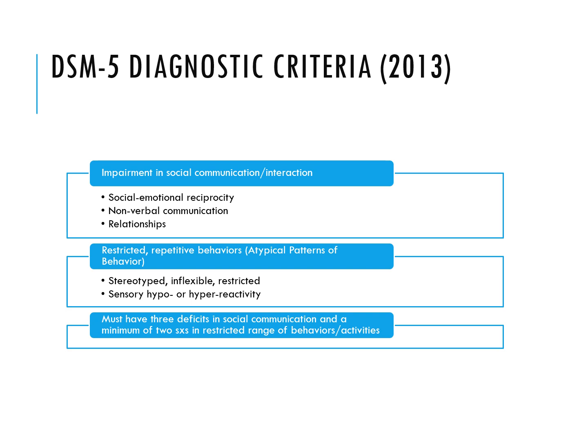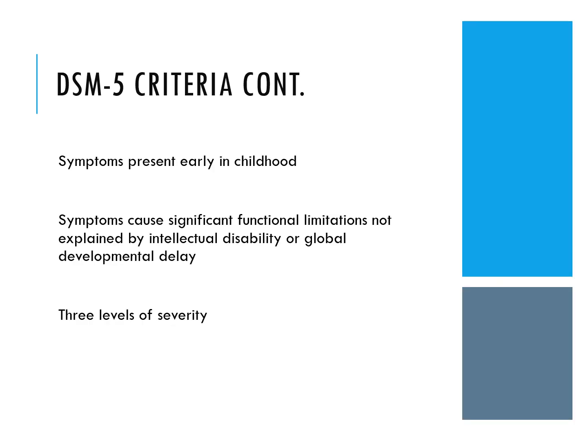The first category is impairment in social communication or interaction, meaning that they lack social emotional reciprocity, they have deficits in nonverbal communication, or they have relationship deficits. The second is restricted, repetitive behaviors or atypical patterns of behavior, including stereotyped, inflexible, restricted behaviors. They can have sensory hypo- or hyper-reactivity. Again, these lists are a little more extensive if you look into the DSM, but they have to have 3 deficits in social communication and a minimum of 2 symptoms in a restricted range of behaviors or activities. Symptoms typically present early in childhood and cause significant functional limitations not explained by intellectual disability or global developmental delay.